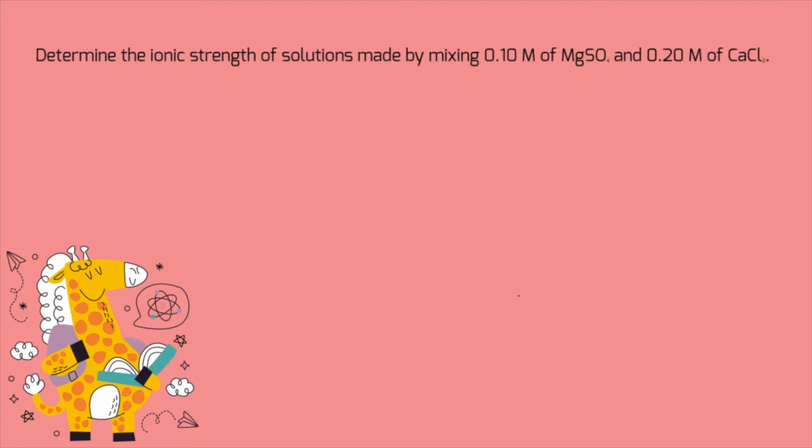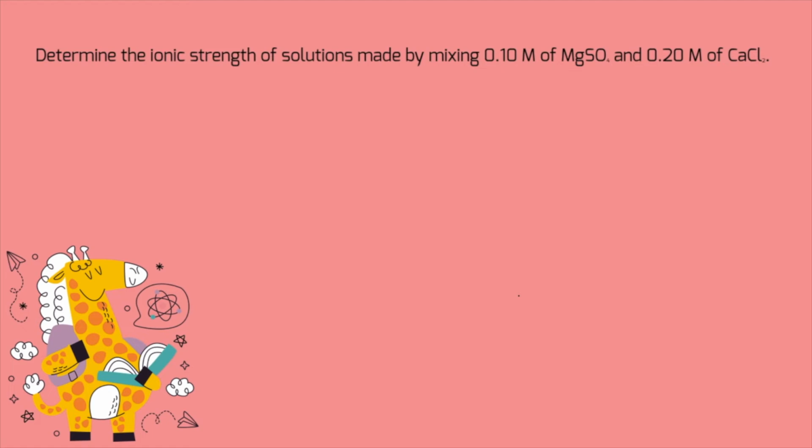Alright, now we are going to move on to question number 5. Determine the ionic strength of a solution made by mixing 0.10 molar of MgSO4 and also 0.2 molar of CaCl2. If you can see here, this question is almost identical to question number 4. So you should use the same formula to tackle this kind of problem.